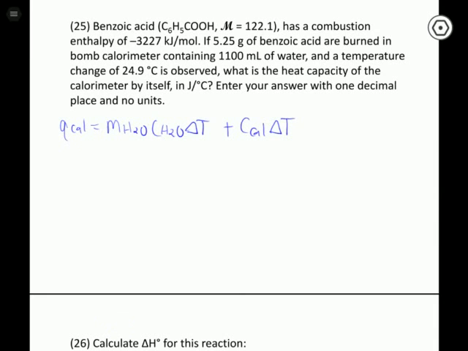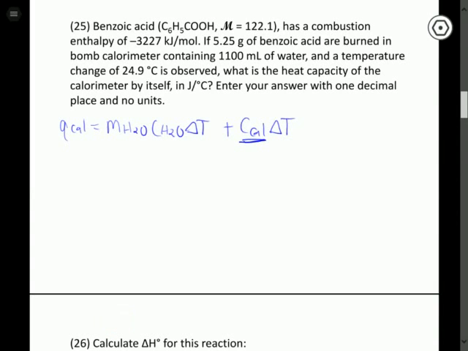There's no mass term associated with it. We don't measure the mass of the calorimeter. It's made up of a bunch of different substances usually. So we just report an overall heat capacity, and then we multiply that by delta T. So in this problem, that's what we're solving for, our unknown heat capacity.